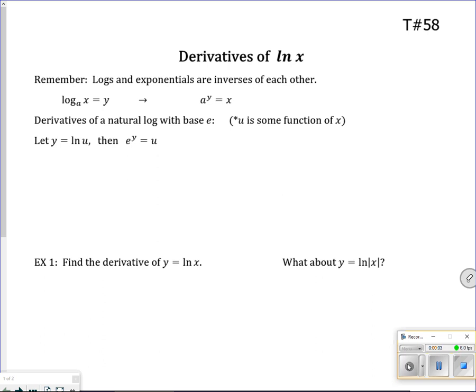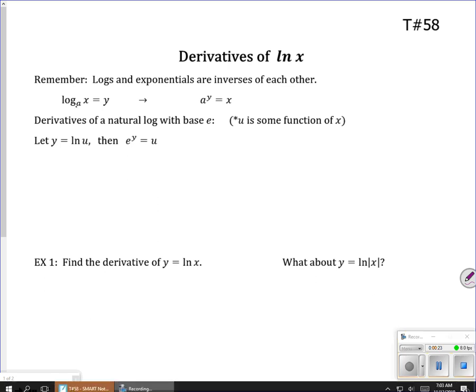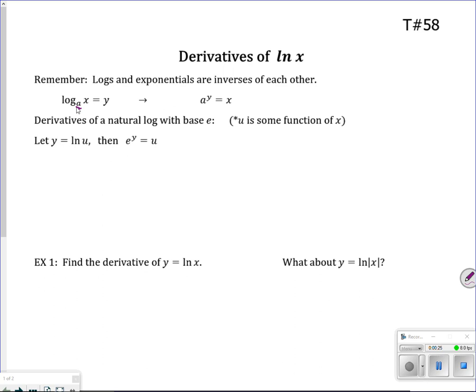All right, so let's check out the derivatives of natural log. Yesterday we talked about the derivatives of e to the x and a to the x. And so today we're going to deal with the logs. And remember that logs and exponents are inverses of each other. So if you have log base a, this, remember, is your base. So it's a to the y is equal to x.